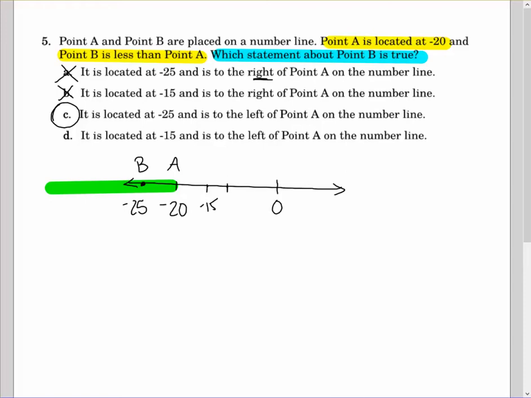Choice D says it is located at -15 and it's to the right of, to the left of point A. So you've got to know your right from your left, I guess, is really the point there. So anyway, all right, let's move on to the next question.